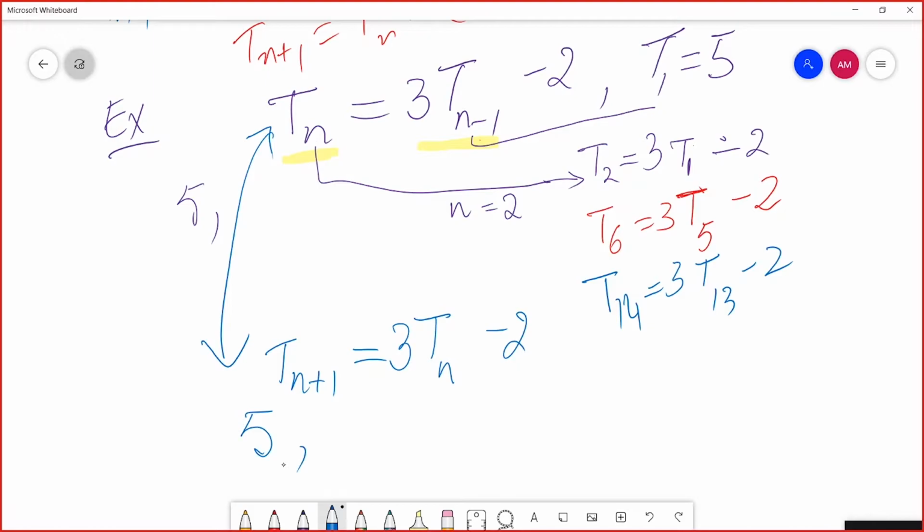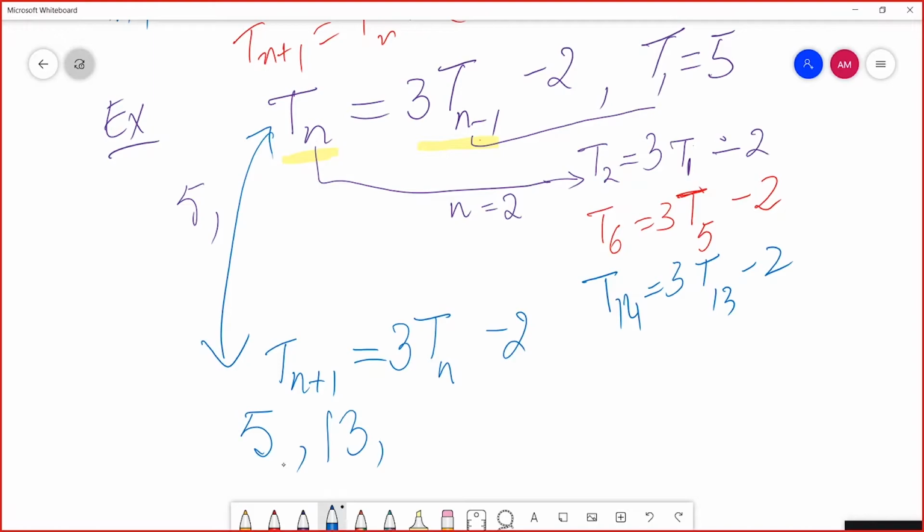Next term would be 13. Very nice, 13, because 5 times 3 is 15, 15 minus 2 is 13. Then next term, Term 3 would equal to... you can use a calculator. 7. You can use a calculator. Yep. Term 3 would equal to 7.